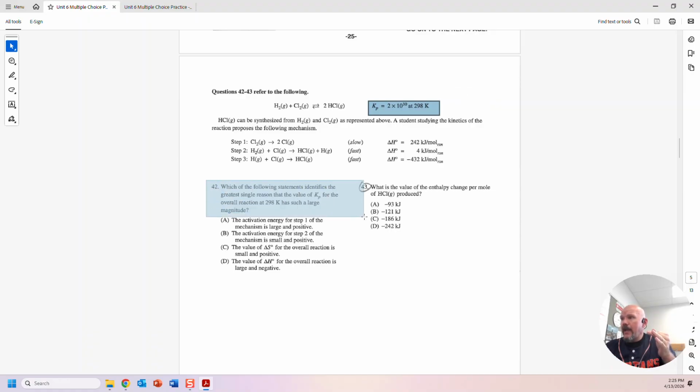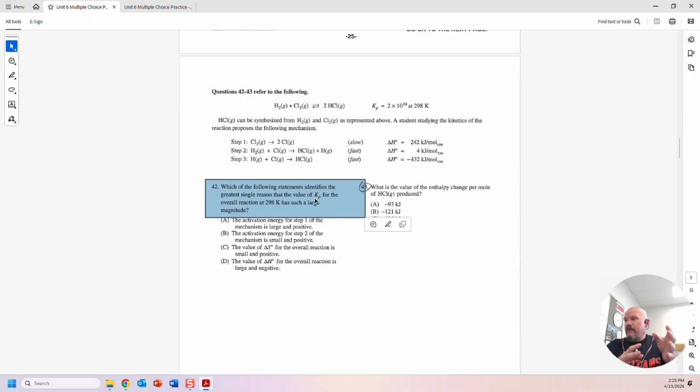The reason why I do want to answer number 42 is essentially number 42 is just asking why the equilibrium constant is so big. You need to interpret that as meaning the reaction is very thermodynamically favored. And so what's driving the favorability? If you're asked what's driving the favorability, it's either delta H or it's delta S.